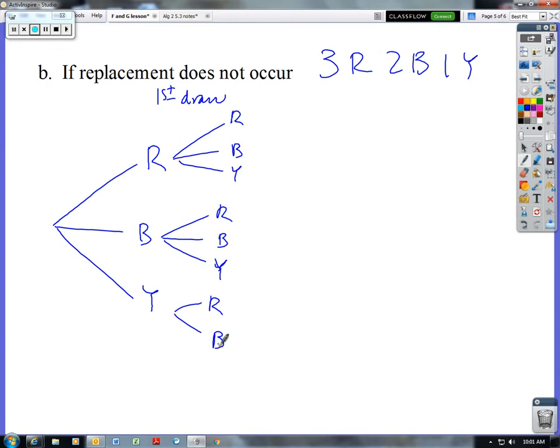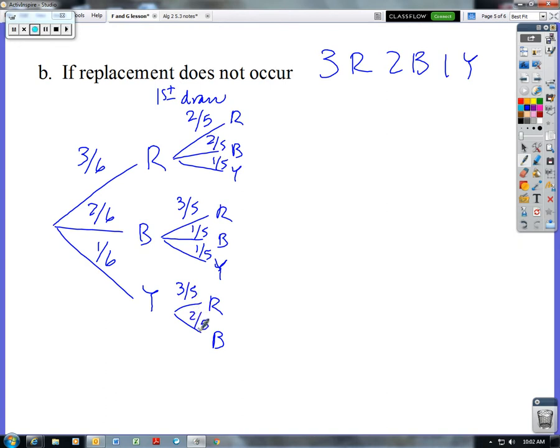Probabilities on the first one are going to be the same, 3 out of 6, 2 out of 6, 1 out of 6. But on this next one, we've chosen a red, so there's only 2 out of 5 left. Blue, there's still 2 out of 5, and yellow, there's 1 out of 5. First one, we've chosen a blue, so there's still 3 out of 5 left there. There's only 1 out of 5, and there's still 1 out of 5. On the yellow, we have 3 out of 5 reds and 2 out of 5 blues left to choose from.